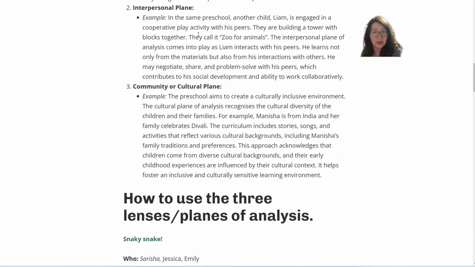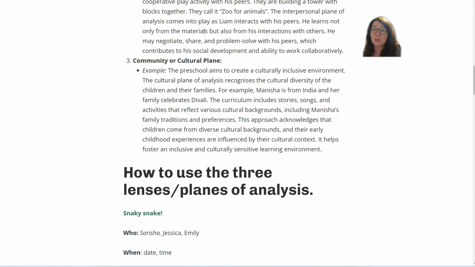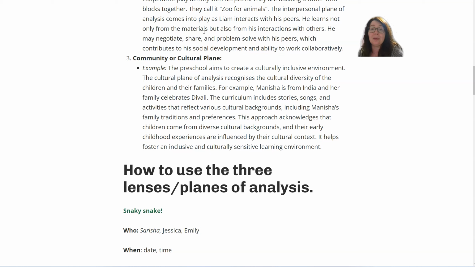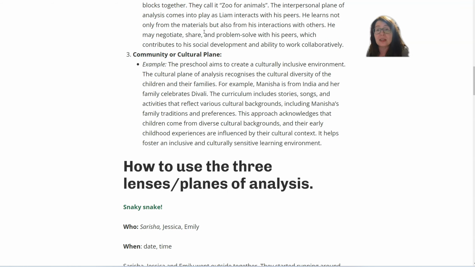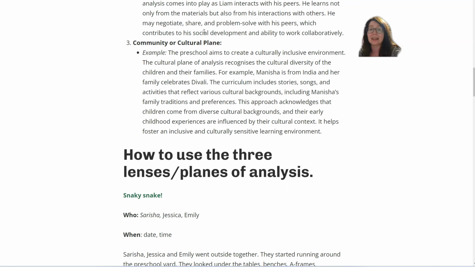Another plane, interpersonal. In the same preschool, another child, Liam, is engaged in a cooperative play activity with his peers. They are building a tower with blocks together. They call it a zoo for animals. The interpersonal plane of analysis comes into play as Liam interacts with his peers or friends. He learns not only from the materials like blocks, but also from his interactions with others.